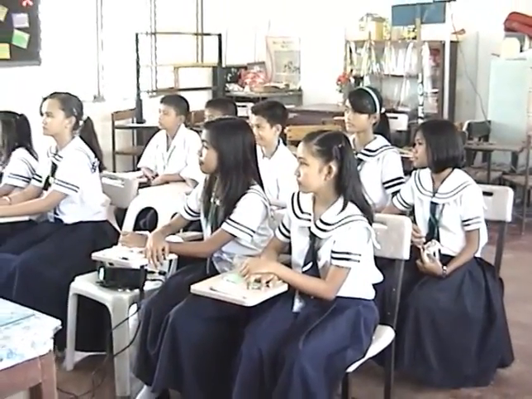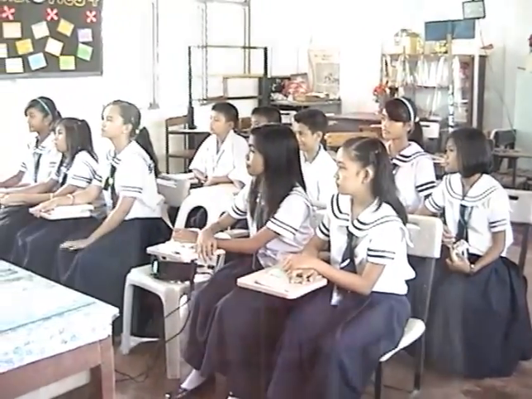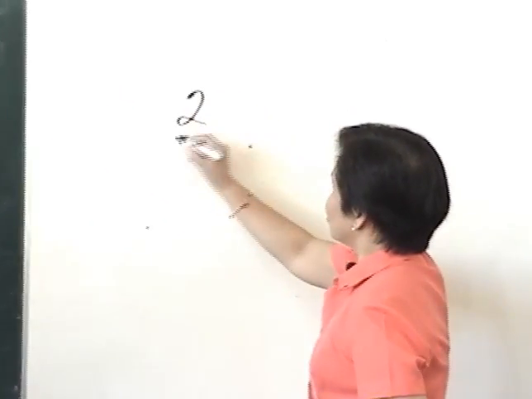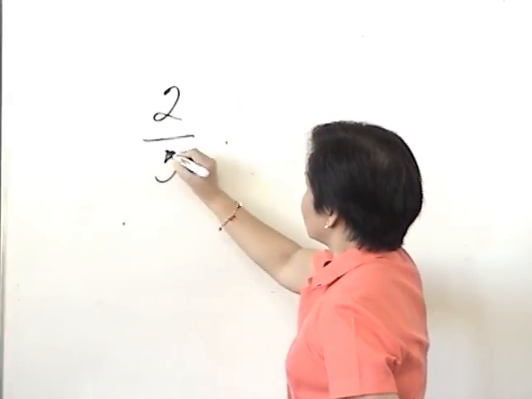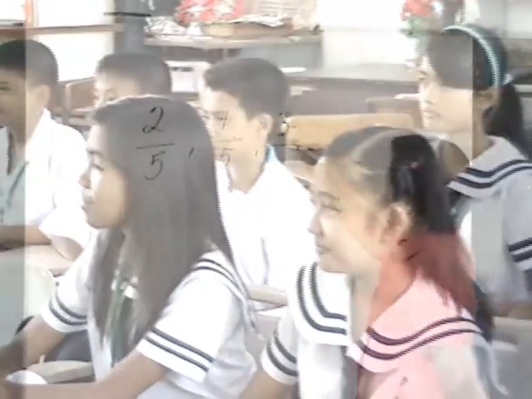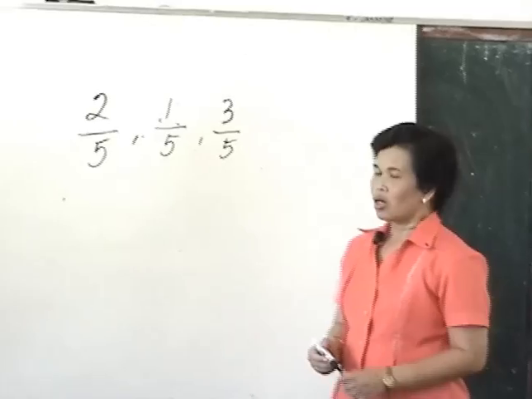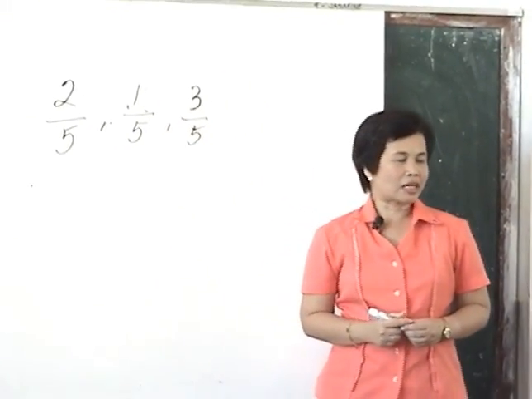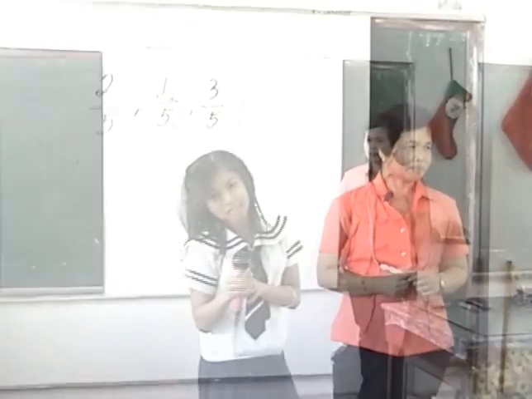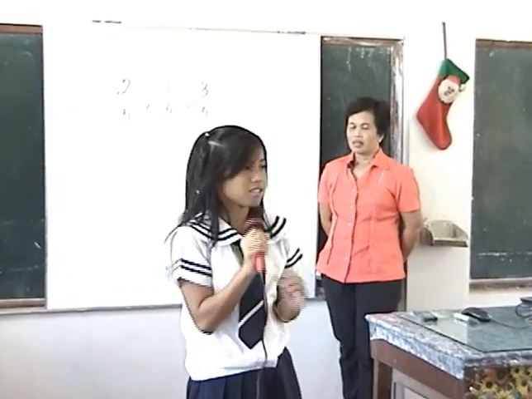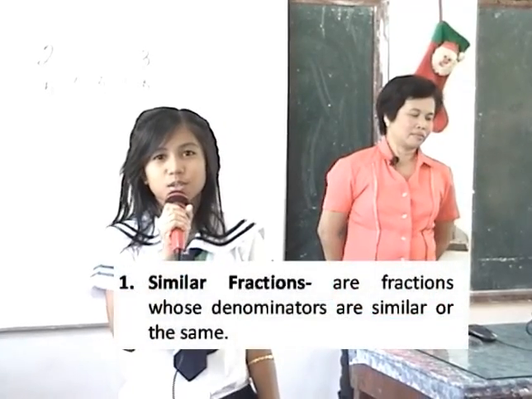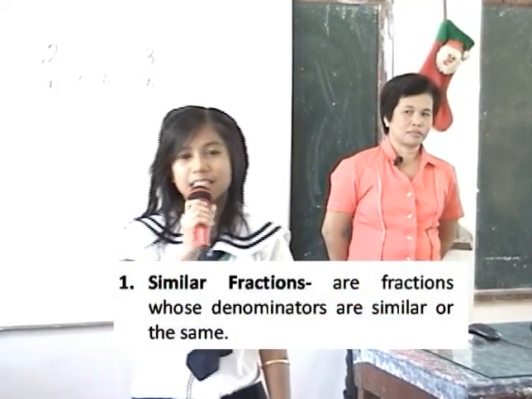So, I will give you examples of fractions. 2/5, 1/5, and 3/5. What do you observe with this kind of fractions? Kate? They are similar fractions. And what are similar fractions? Similar fractions are fractions whose denominators are similar or the same.